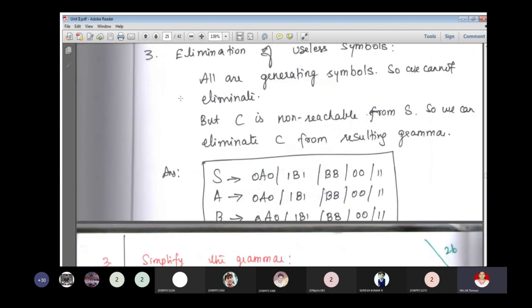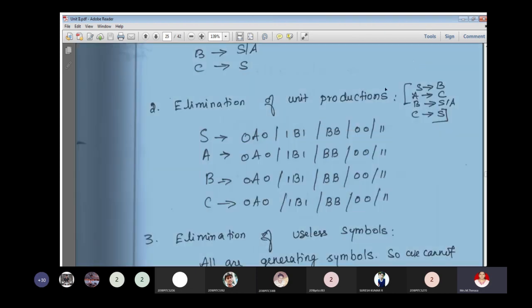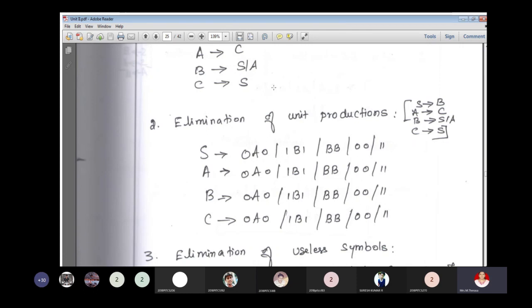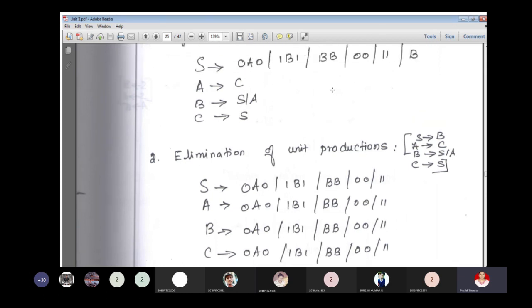Okay. Thank you, students. With this, I'll complete today's session. In the next class we will learn about push-down automata, which is nothing but the automata that accept context-free languages. So in the next session, we'll discuss push-down automata. Thank you.